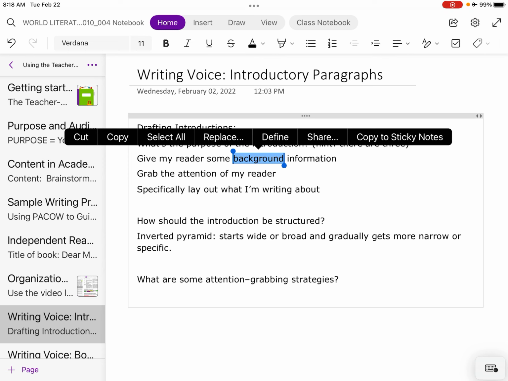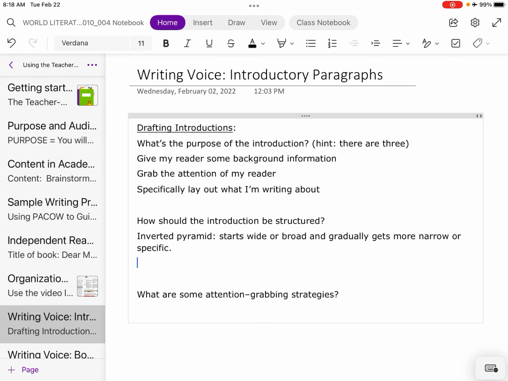So I'm going to probably have an introductory paragraph that is 3 to 5 sentences. Which means the first sentence is going to be more general than the thesis statement.